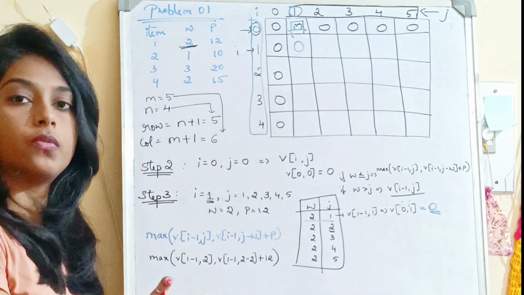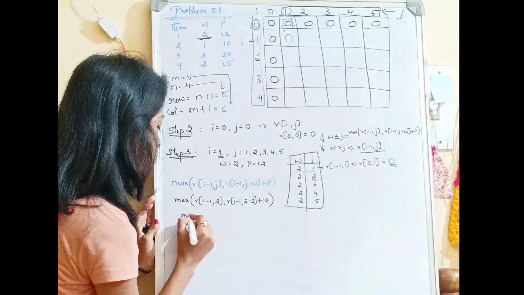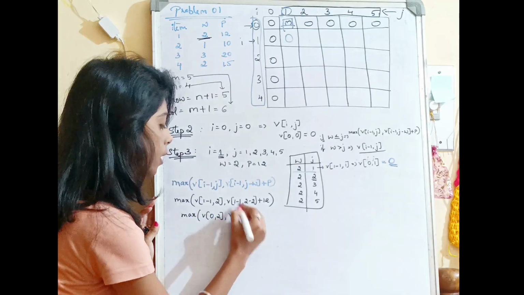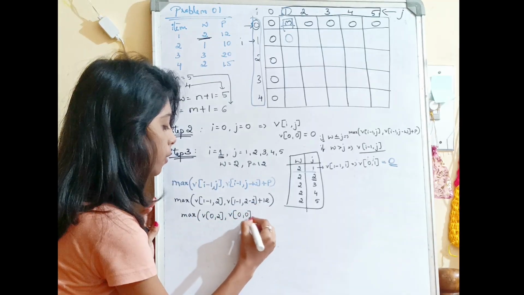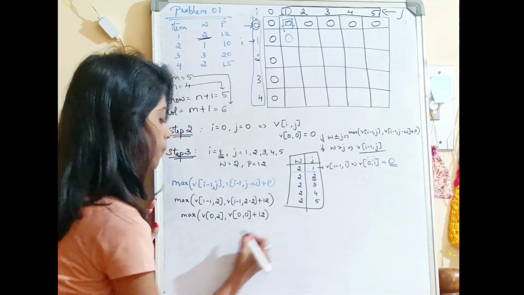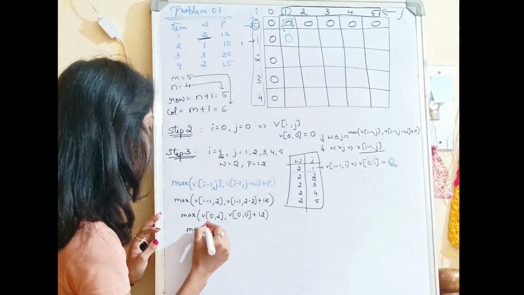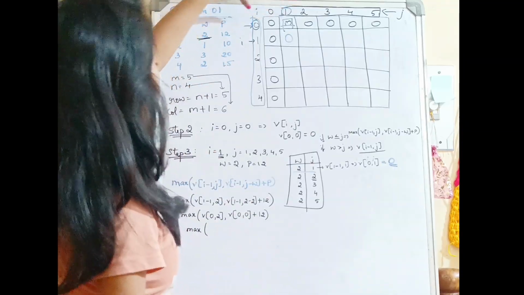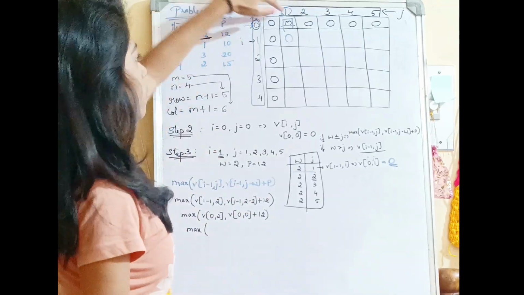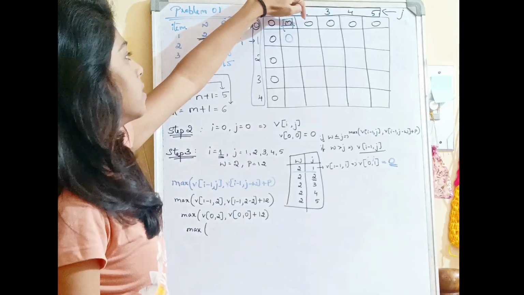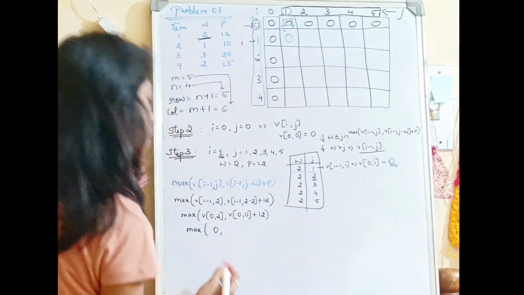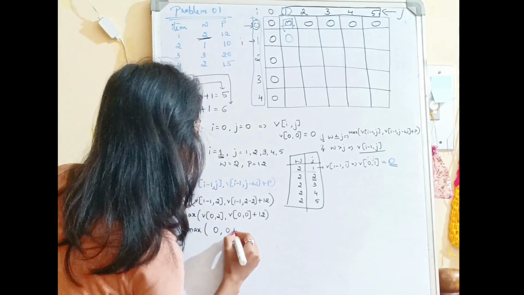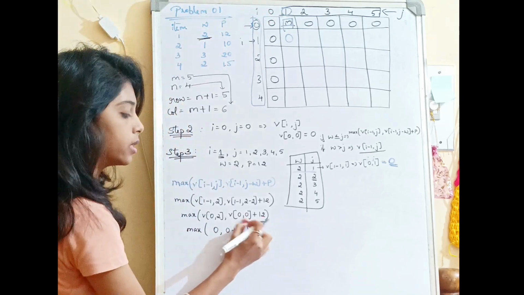Okay, got it? How do you substitute this formula? Okay, after substituting, max of V of 1 minus 1 is 0 comma 2, V of 1 minus 1 is 0 comma 2 minus 2 is 0 plus 12. Okay, max of 0 comma 2. 0 in row and 2 in column. Which value do we have? We have 0. So 0 comma 0 comma 0. 0 comma 0 is 0. 0 plus 12. We need to add this with this value.